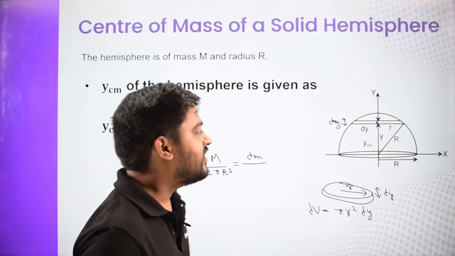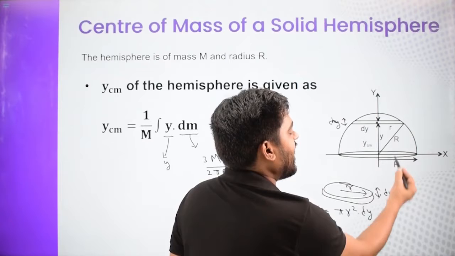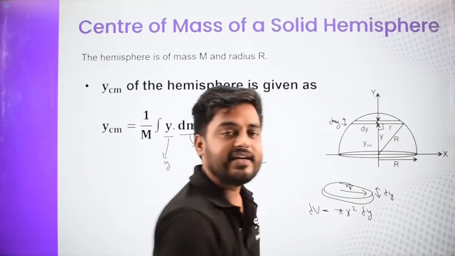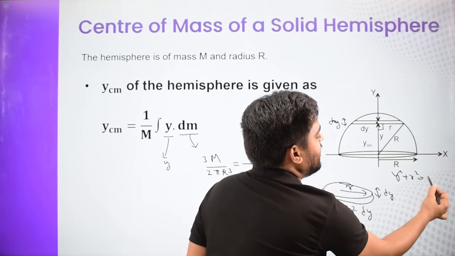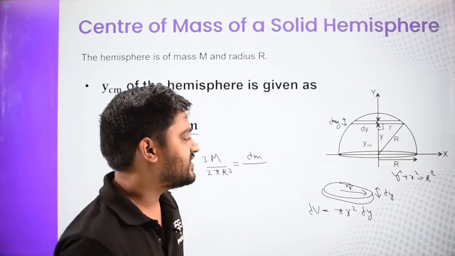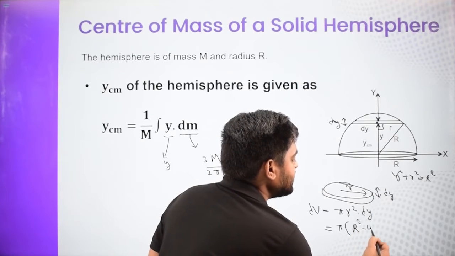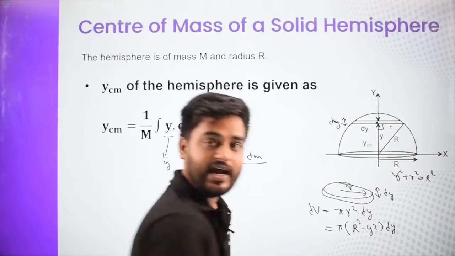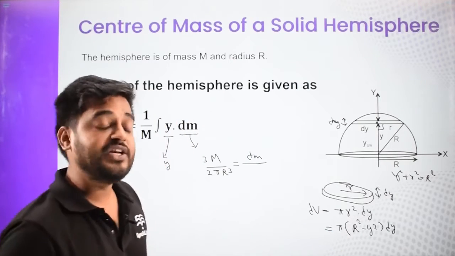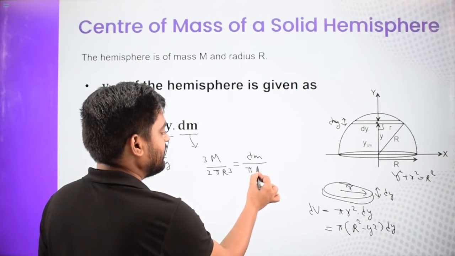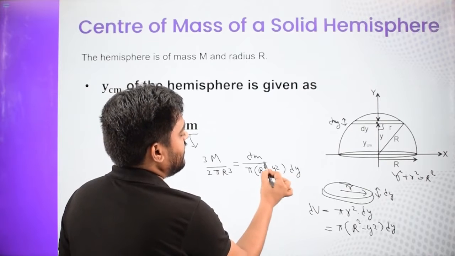Now what is this r? If you relate over here, this is r radius, this is y, and this is capital R. So I can apply the Pythagoras theorem and say that y square plus r square is equal to capital R square. We need this r square. So this is going to be pi times capital R square minus y square, dy, right? So this is going to be our volume. And now this is what we need to put over here: pi times R square minus y square, dy.